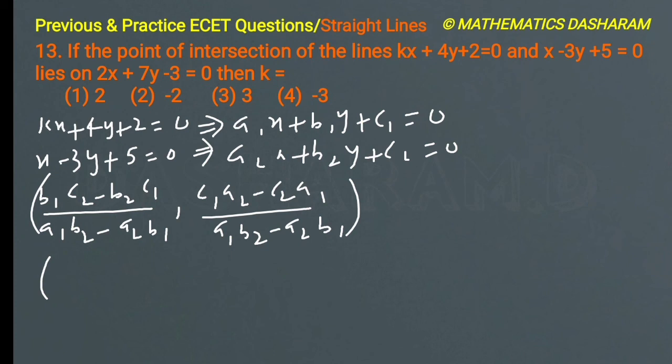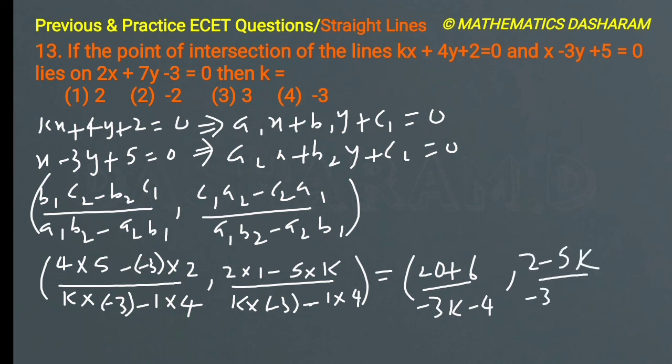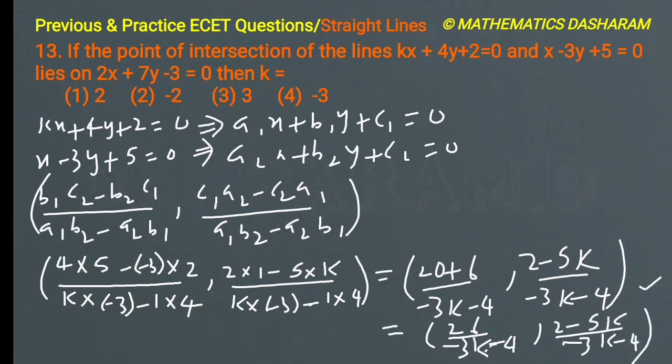So b1 that is 4, c2 that is 5, minus b2. So it is equal to (4×5 minus ...) 26 divided by minus 3k minus 4, comma, 2 minus 5k divided by minus 3k minus 4. So it is equal to 26 divided by minus 3k minus 4 for x. So this is a point of intersection.